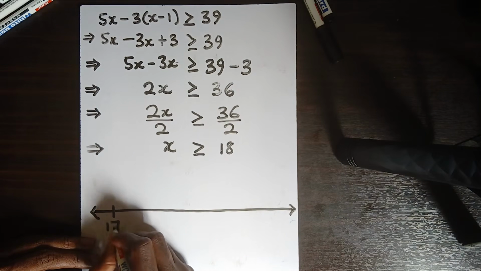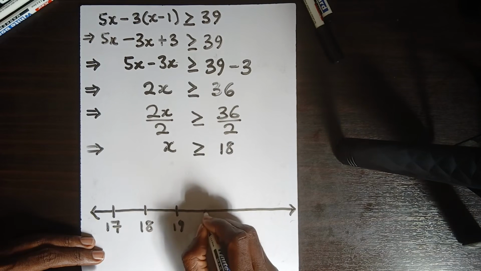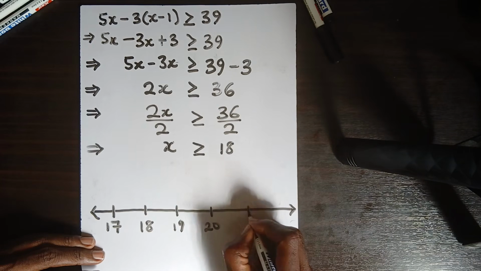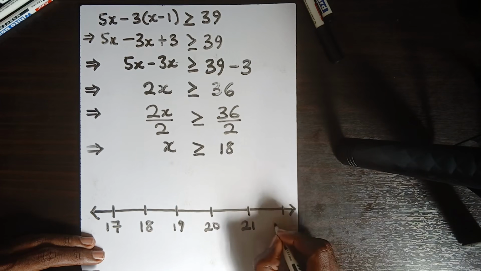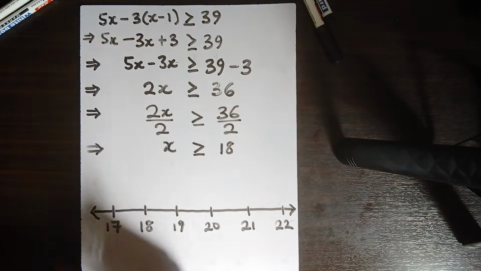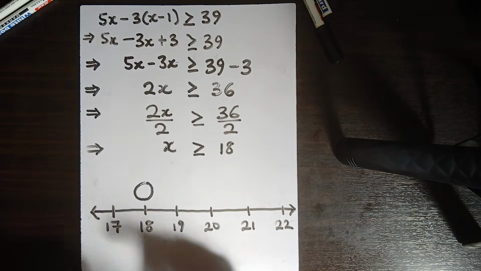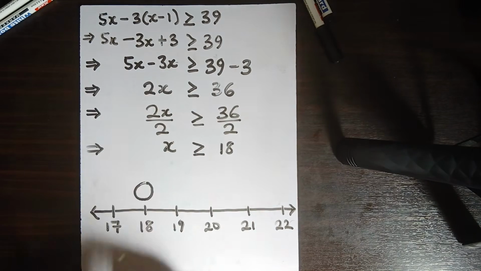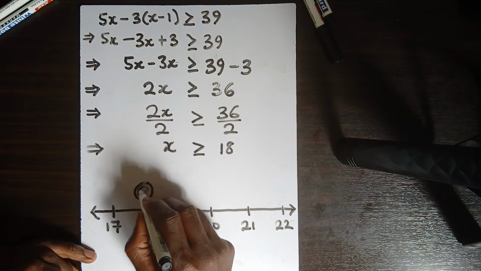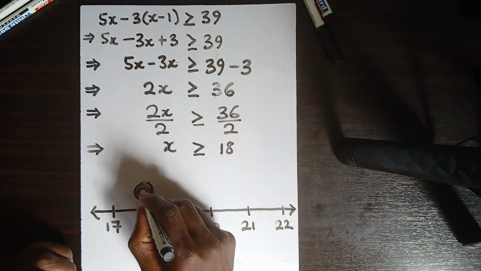So I can write 17 here, 18, 19, 20, 21, 22. Now our reference point is 18. So I'll draw this here. But since 18 is part of the solution set, you will need to deepen the circle. You need to deepen it here because 18 is part of the solution.